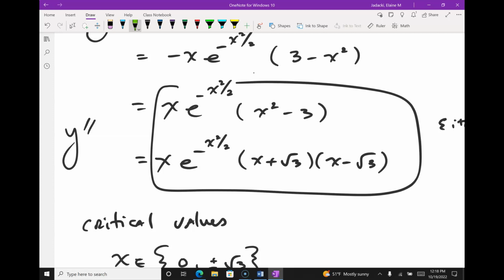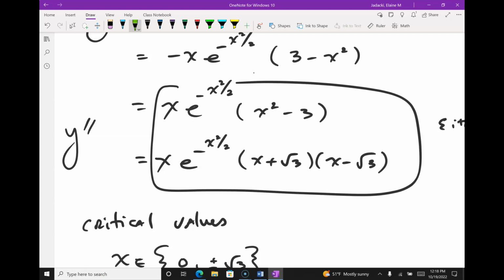Anybody get there? First one at least? Yeah, nice. All right. I don't care so much for the second one at this point because clearly I can find these criticals without thinking about it. Plus my square root of 3, right?